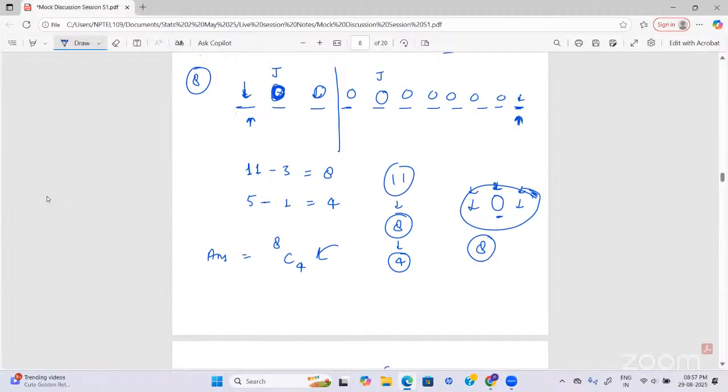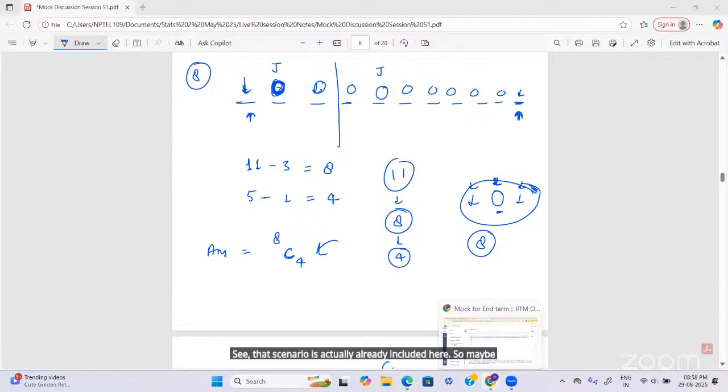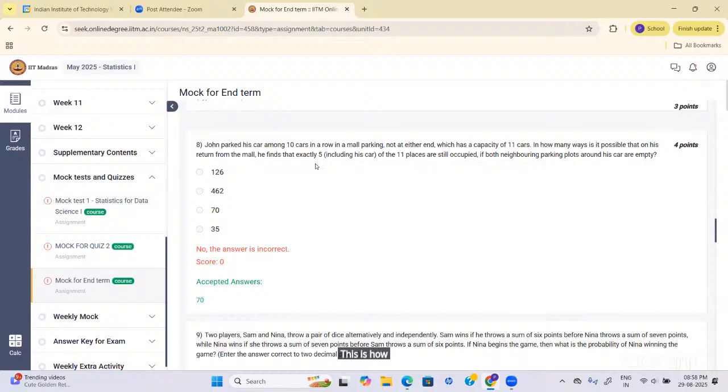Now are you able to understand this thing? Yes, ma'am. John's car can park in one way. John has these 9 places to be filled. So it can be 9C1, yeah, 9. Then 9 will also be multiplied now. See, that scenario is actually already included here. So maybe because of the framing of the question, you are getting confused, but this is how we have to solve it.